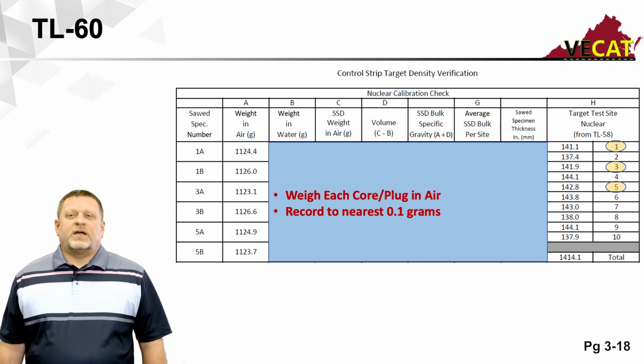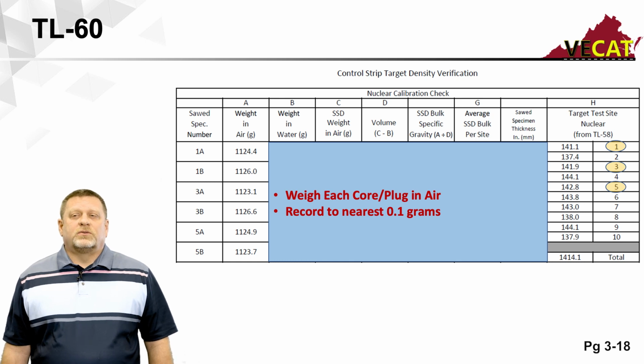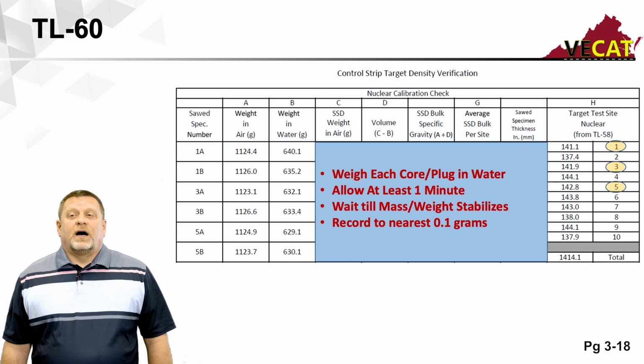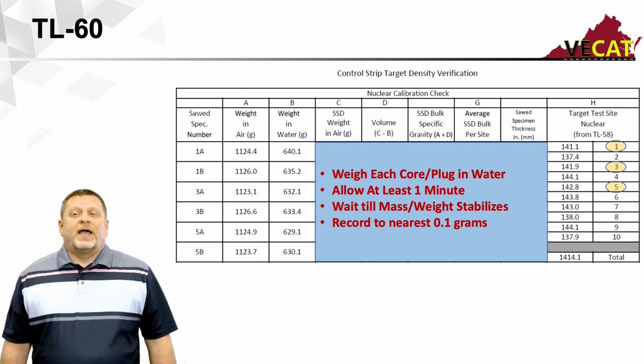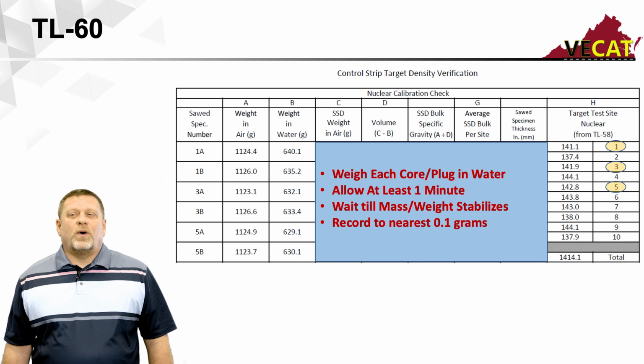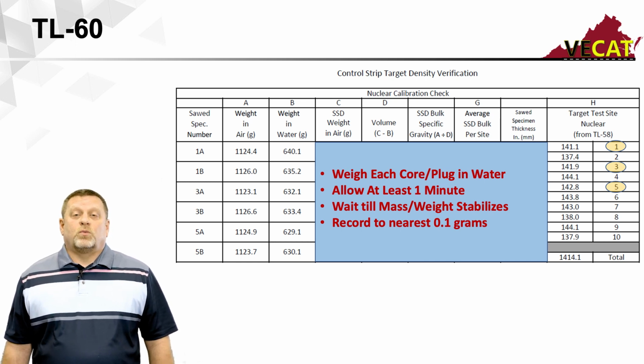First weight we'll take will be the weight in air. We want to record these weights in the air to the nearest 0.1 gram. The second weight we'll take will be the weight in water. Remember, when we're taking this weight in water, specimen has to be fully submerged. It has to be in the water for a minimum of 1 minute, and once that minute has passed, as soon as the scale stabilizes, we'll record that weight. Again, we're going to record that weight to the nearest 0.1 gram.